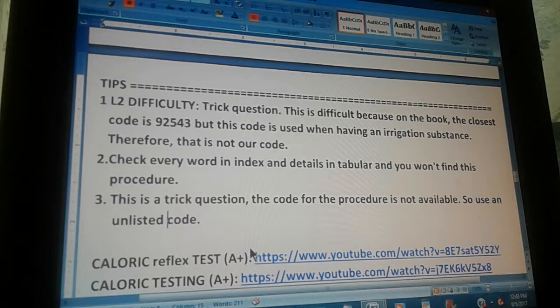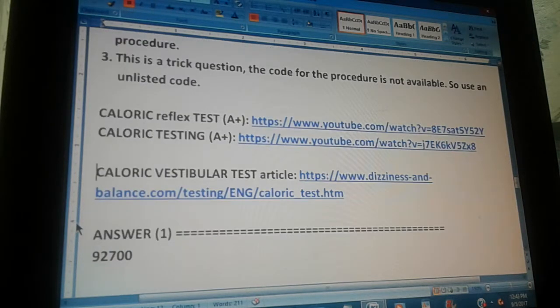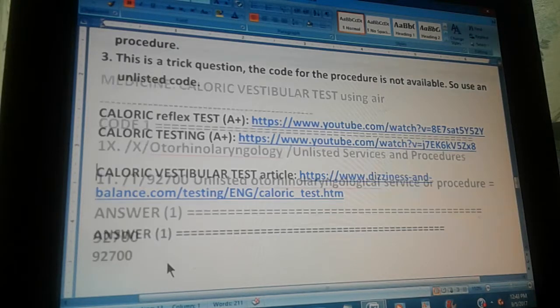If you want to know a little bit more about what this procedure or this test is, we have 2 A+ videos that you should watch, and an article that you can read later on. And you know that the answer is 92700. Now we're going to count to 3, so you can pause the video and give us the path. You have the tips, you have the videos, and you have the answer. But now you have to give us the path, how we got to the answer. 1, 2, 3.